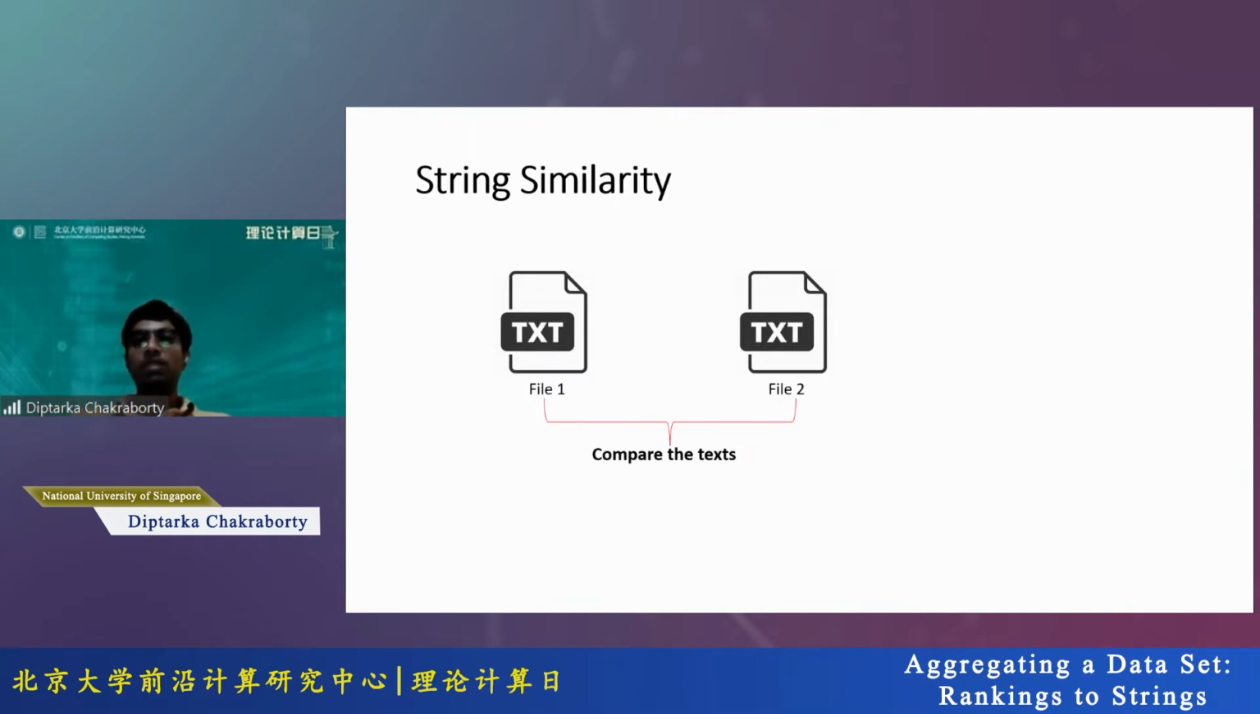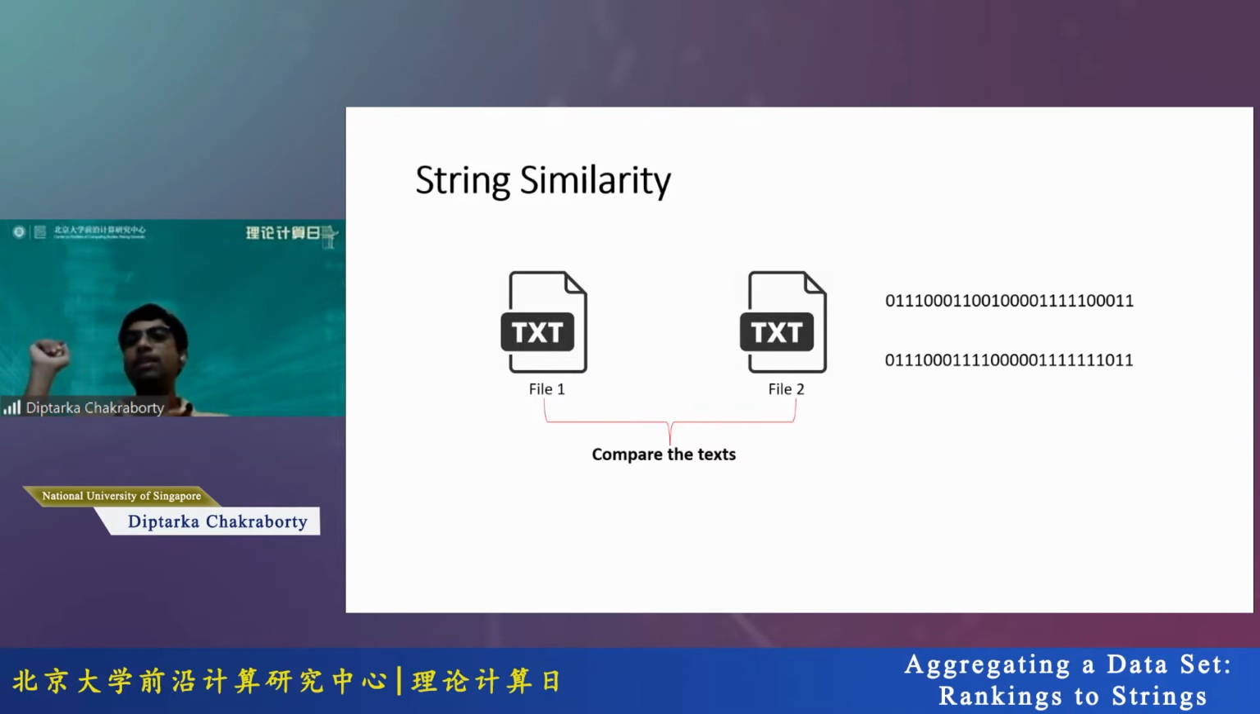So what is string similarity? Given two pieces of text, we want to compare these two texts and see whether they are similar or not, or rather how similar they are. There are several ways we can do that, and one of the classical ways is Hamming distance. So suppose we are given two pieces of text, which are binary strings.